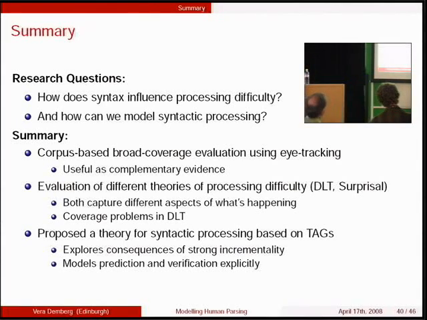Also, I've evaluated two previous theories of processing difficulty, and lastly, I've proposed my own theory, which tries to combine different aspects from the previous theories and model prediction and strong incrementality in order to see what the implications of those assumptions are.